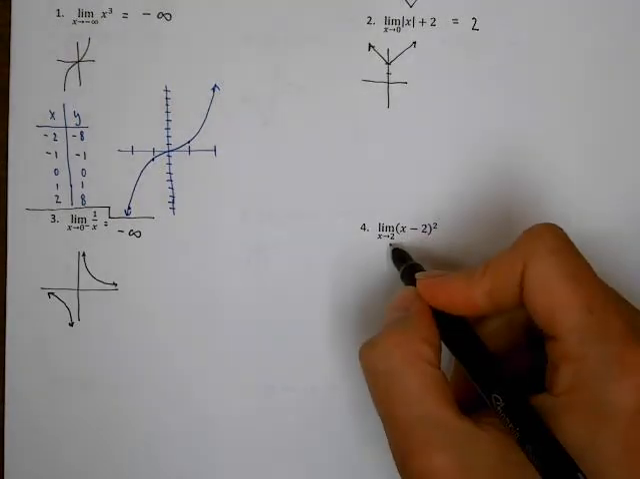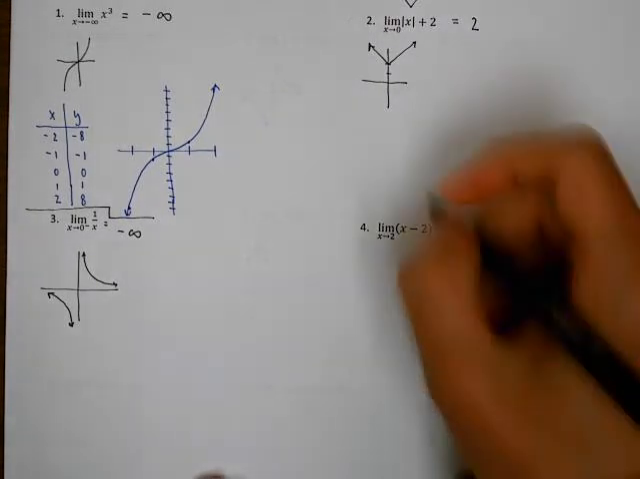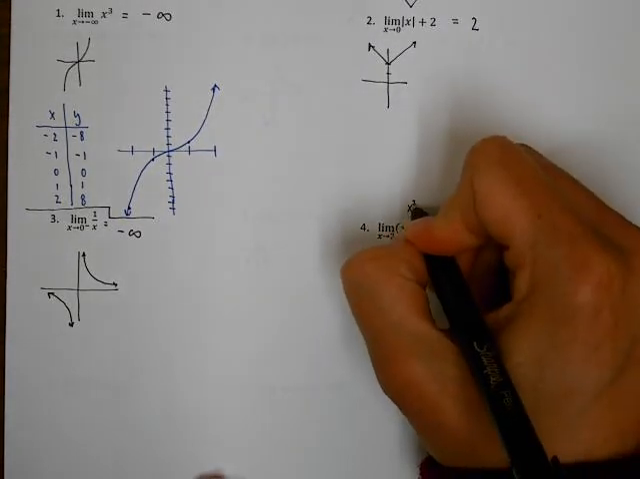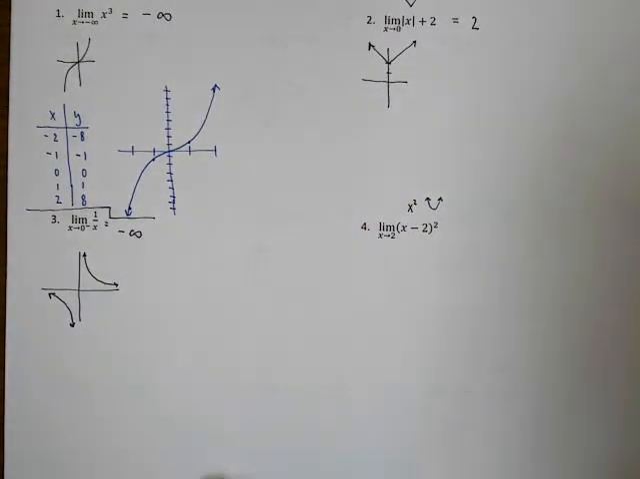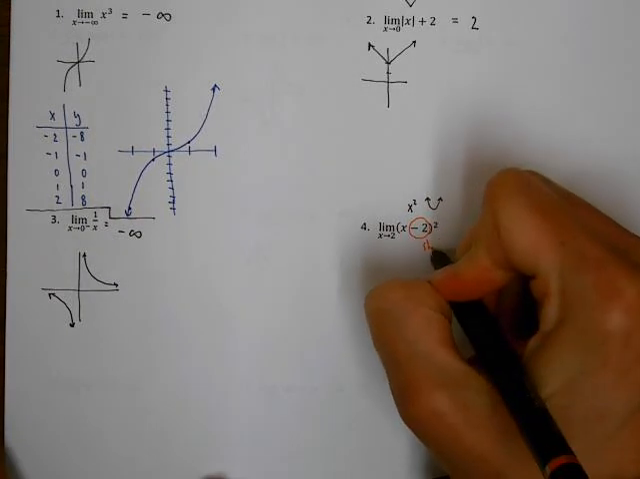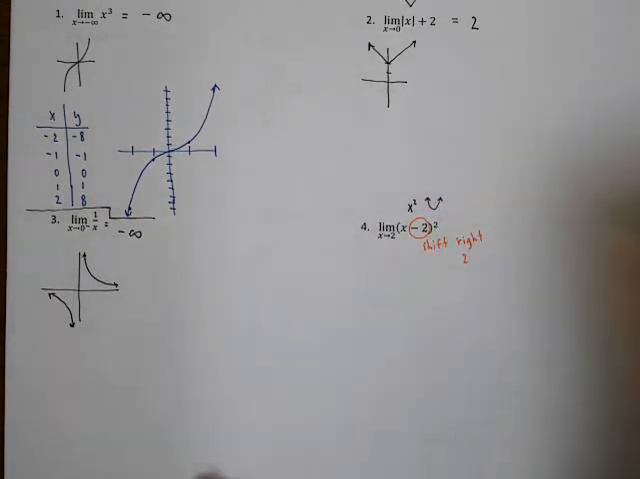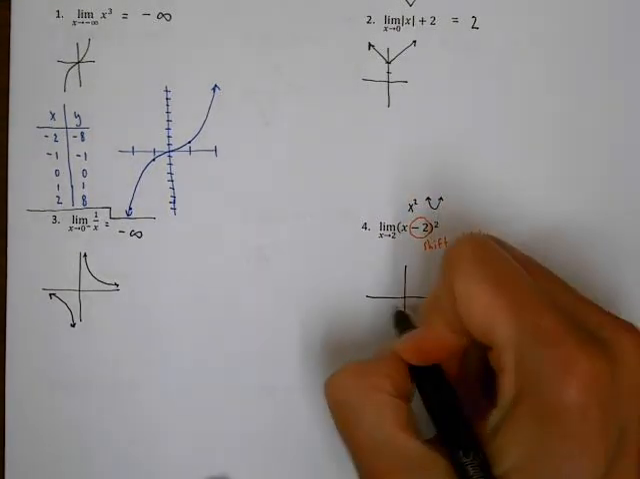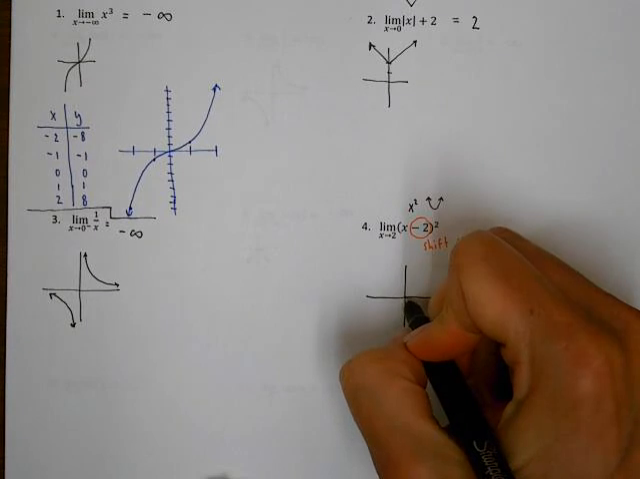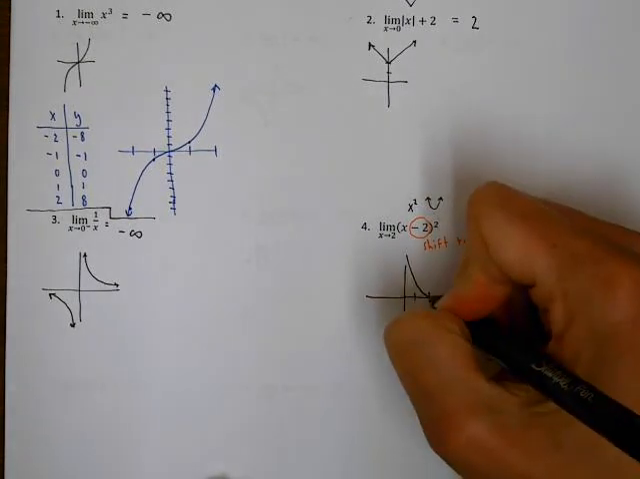All right, and now the limit as x approaches 2 of (x minus 2) quantity squared. So I know my parent function here was x squared, which is going to look like this. And I also know that this minus 2 here actually shifted it right 2. So what really happened was that my parabola that used to go through the origin, that point has now been shifted over 2. So my graph is going to look something like this.